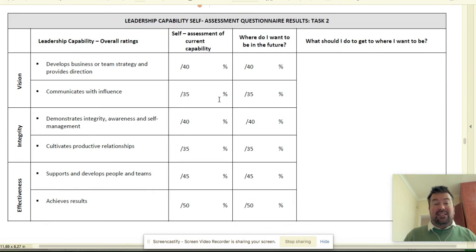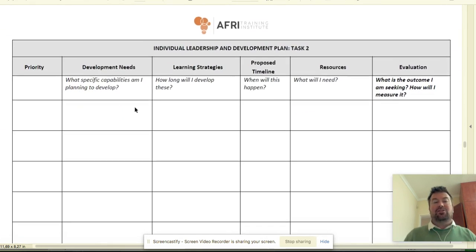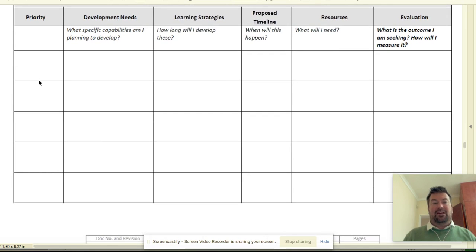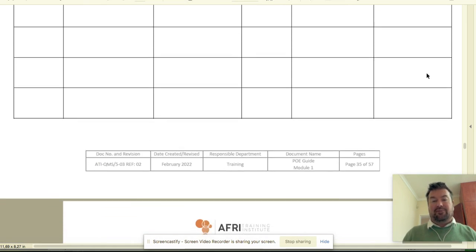So based on that, you're going to look, okay, where am I underperforming? And you're going to put together an individual leadership and development plan. Okay, so that would be, what is the top priority? What do I need to do? How can I get these leadership skills and abilities? How long will it take me to get that? What will I need? And how will I know that I am progressing? How will I know that I am becoming a better leader?